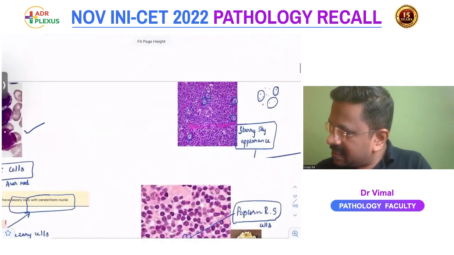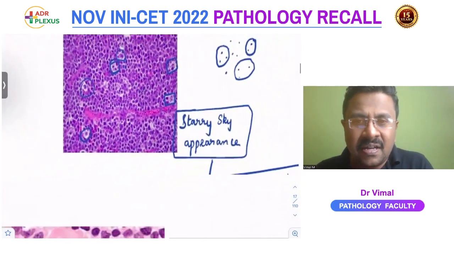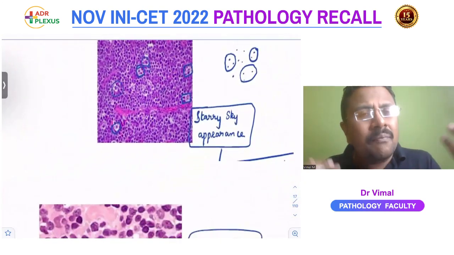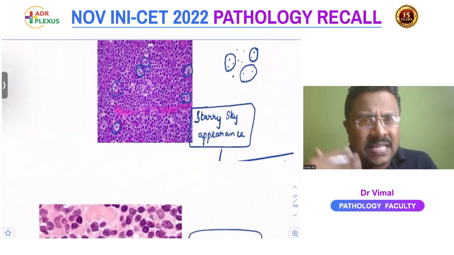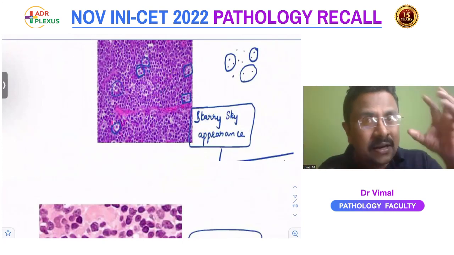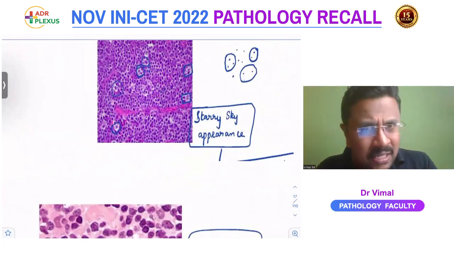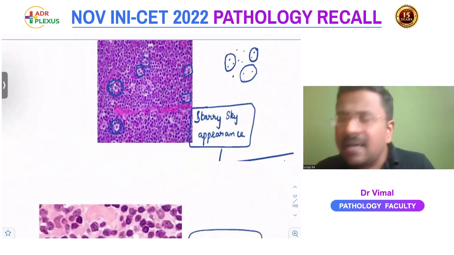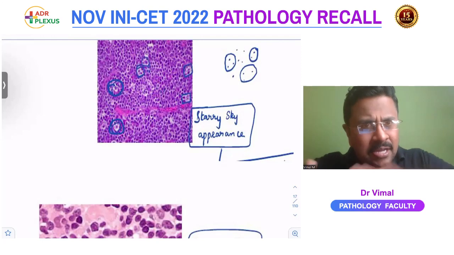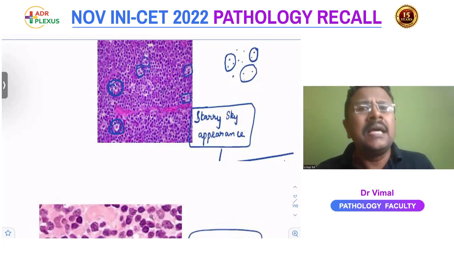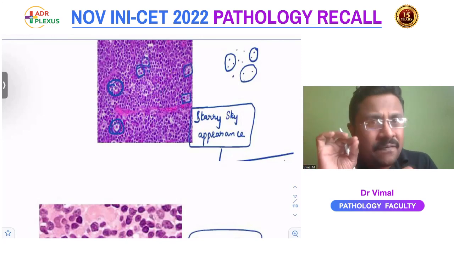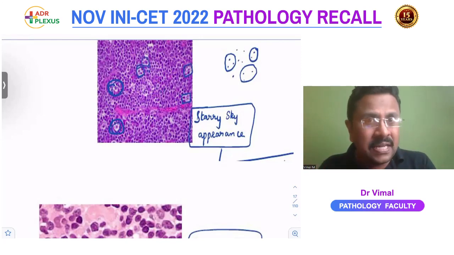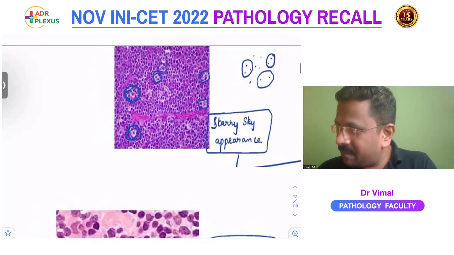Then the starry sky appearance you can see in case of Burkitt's lymphoma. Burkitt's lymphoma being a very aggressive tumor, the proliferating lymphoid cells will go in for apoptotic death. So the macrophages in the lymph node will engulf those nuclear debris, and the macrophages which have engulfed this nuclear debris will show you this starry sky appearance. You can see a background of sheets of blue tumor cells, and here and there these macrophages which have engulfed the apoptotic lymphocytes. This kind of appearance we have discussed as starry sky appearance, and exactly the same thing was asked.